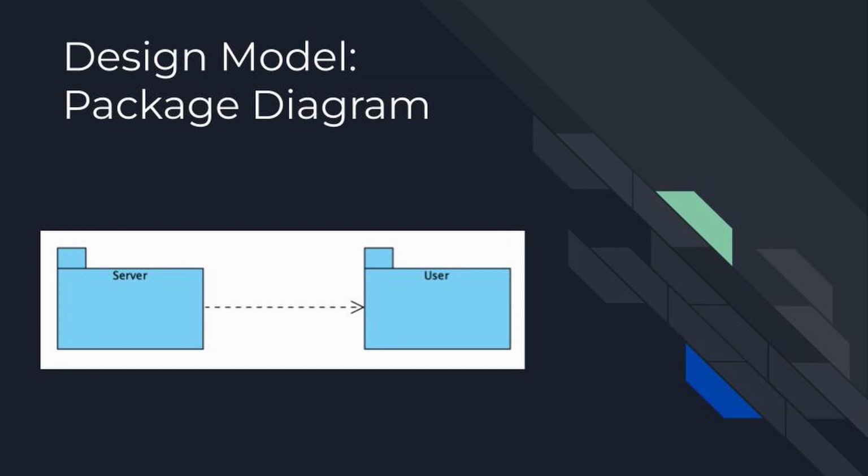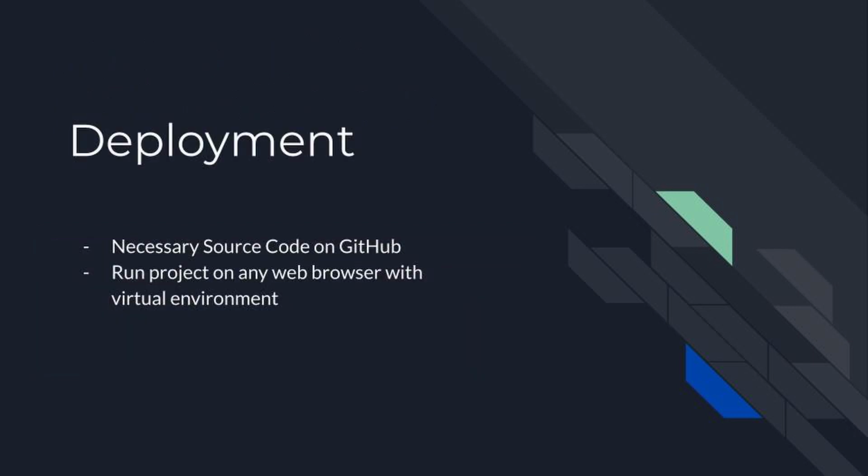The TimeDrop package diagram consists of two packages: the database package that consists of all the tasks and calendars each specific user has created, and the user package that consists of all the user information and credentials. Regarding development, TimeDrop can be developed using any web browser in a virtual environment setting for now. Anyone can download the necessary source code from their GitHub repository and run the application on their personal computer.